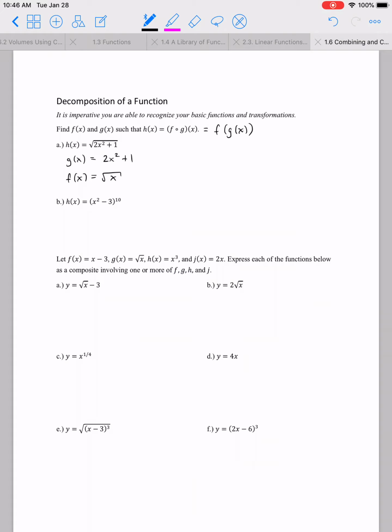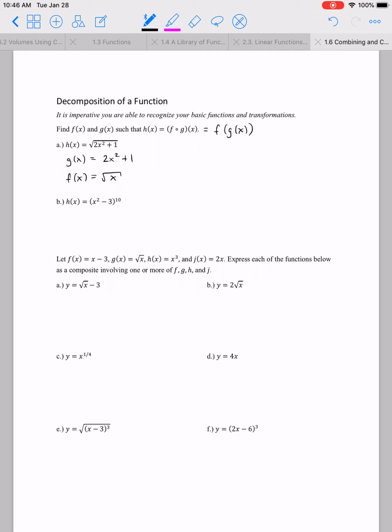And so if I try this now, if I did f of g of x, I would be replacing the x in the square root of x with 2x squared plus 1, and it'd give me back my original. So if you actually try to do f of g of x, you should get the original. So let's take a look at this next one.